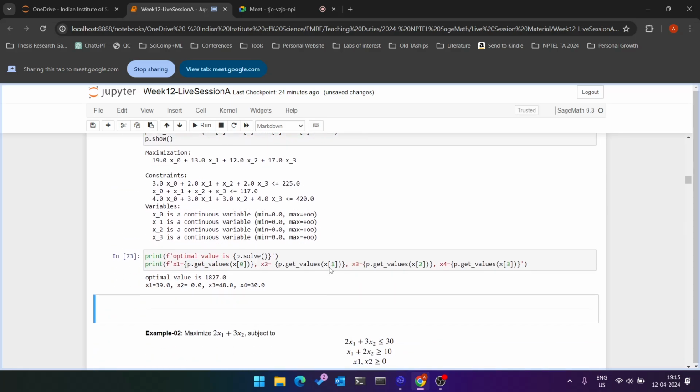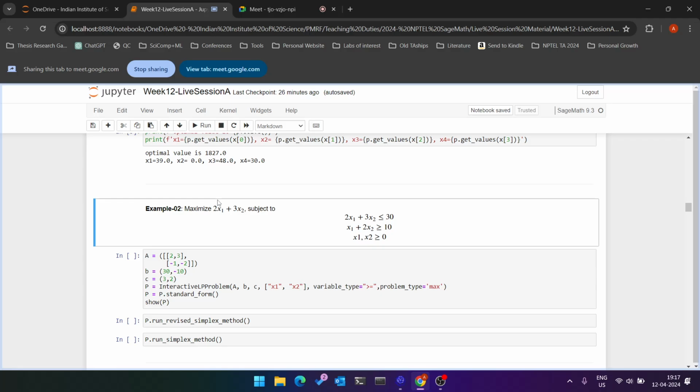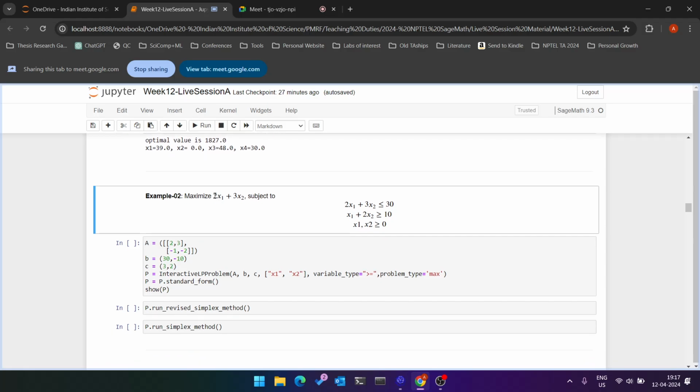That's it. Since there are no doubts here, we'll move on to the next problem. We have to maximize an objective function given as 2x1 plus 3x2 subject to the constraints given below. 2x1 plus 3x2 less or equal to 30, x1 plus 2x2 greater or equal to 10, and x1, x2 greater or equal to 0. So how do we solve this?